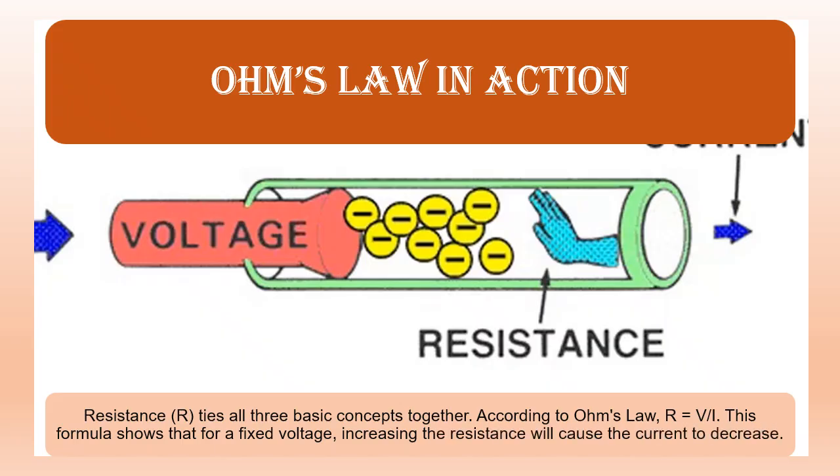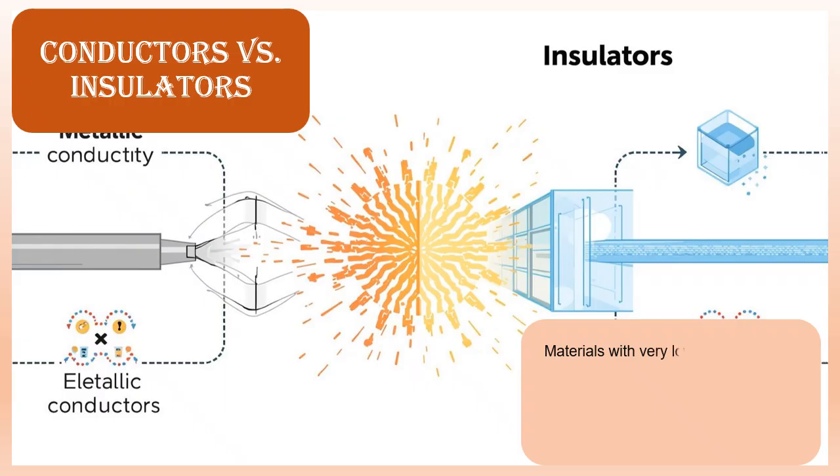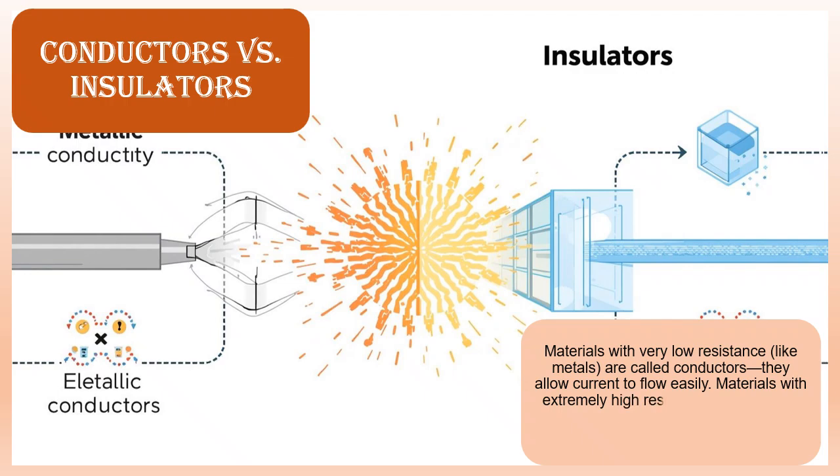Conductors versus insulators. Materials with very low resistance, like metals, are called conductors. They allow current to flow easily. Materials with extremely high resistance, like glass or plastic, are called insulators. They prevent current flow. Why is heat generated?